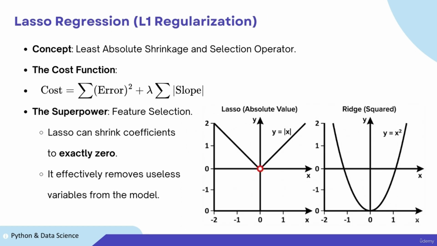Our second solution is lasso regression. The concept is similar, but the math is slightly different. Instead of squaring the slopes, we take their absolute value. This sounds like a minor detail, but it has a massive impact. Ridge shrinks coefficients near 0. Lasso is aggressive. It can force coefficients all the way to 0. This means lasso performs automatic feature selection. If a variable isn't useful, lasso deletes the variable from the model entirely.